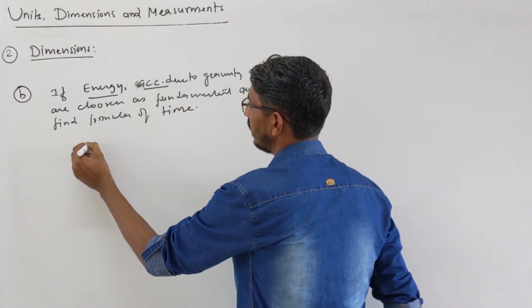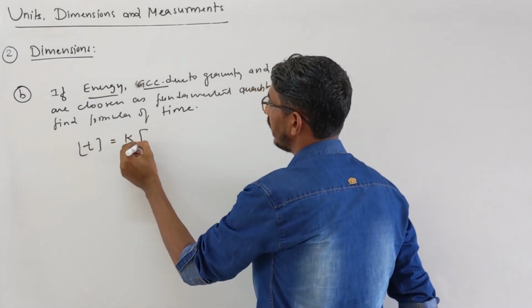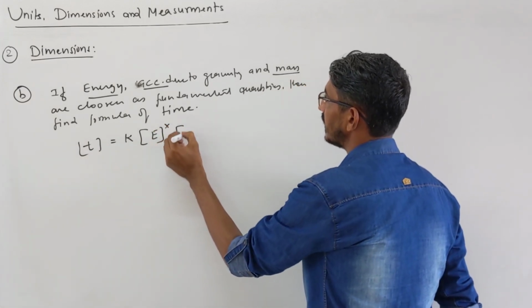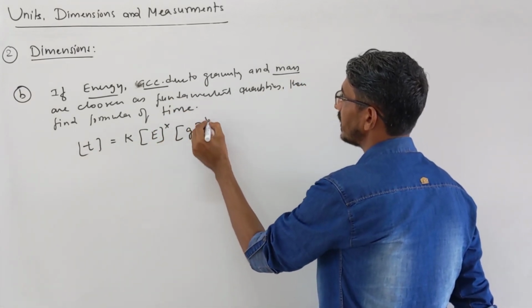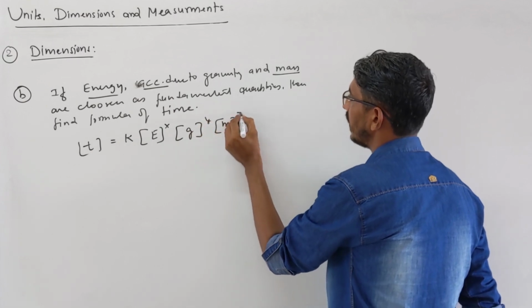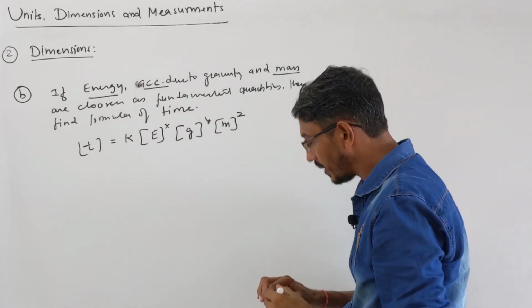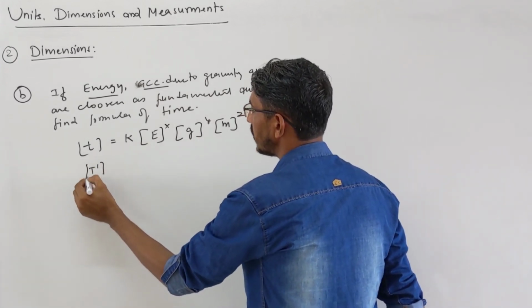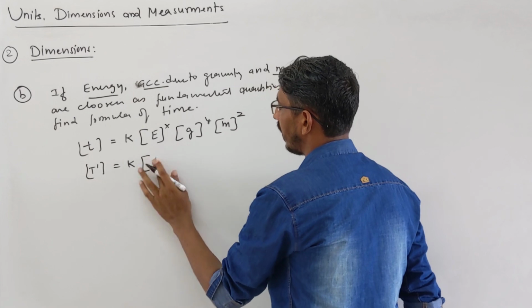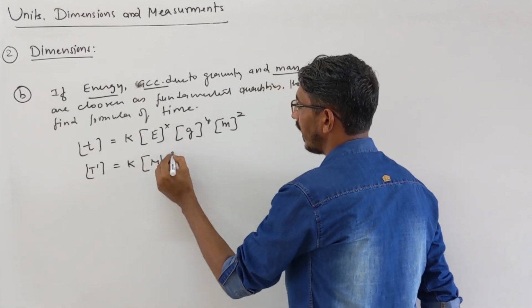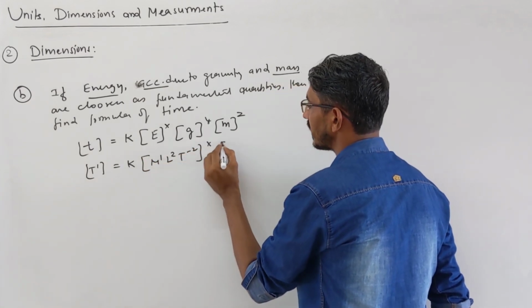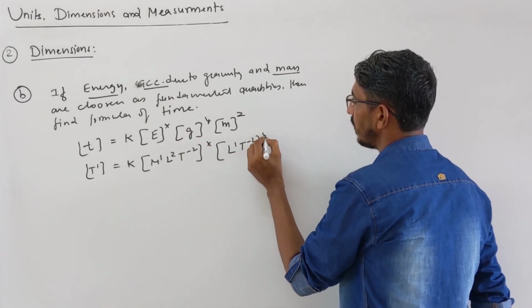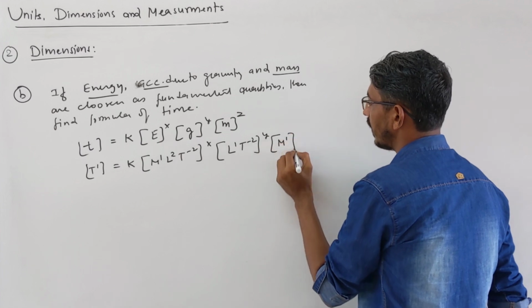We have to find time, this is time, constant k. First thing is energy, I am writing directly now, energy power x. Then second is acceleration due to gravity, let's say power y, and mass, m power g. Same procedure, I will go a little quick this time. Let's write dimension on both sides: t power 1 here, constant k, dimension of energy, m power 1, l power 2, t power minus 2, power x, dimension of acceleration due to gravity, l power 1, t power minus 2, power y, mass dimension, m power 1, power g.